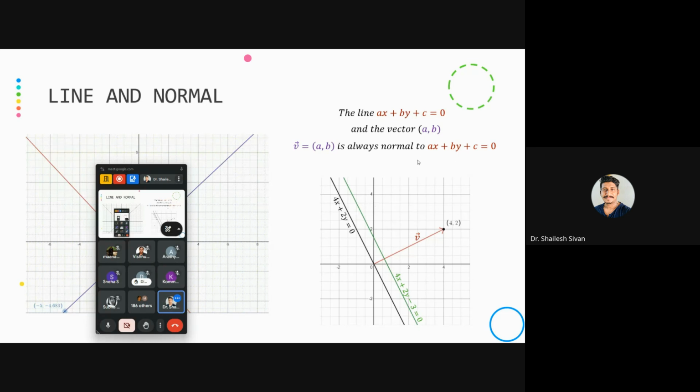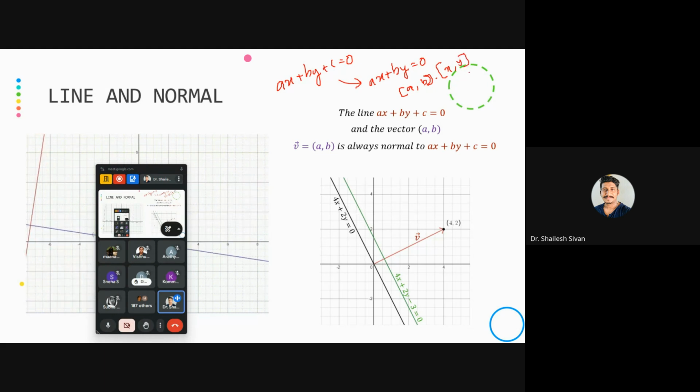See, suppose we have the representation ax plus by plus c equal to 0, right? And for ease of explanation, I'm just omitting the c. I'm considering ax plus by equal to 0. What is this ax plus by? It is the dot product of the vector ab and the vector xy, equal to 0. When do two vectors' dot product become 0? Can anyone have the idea?